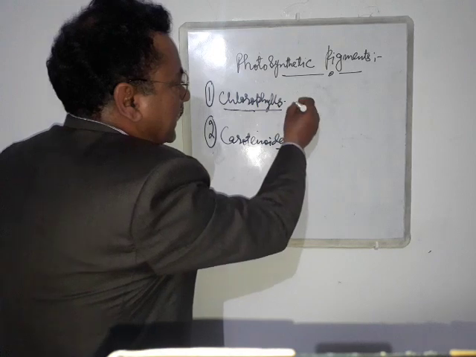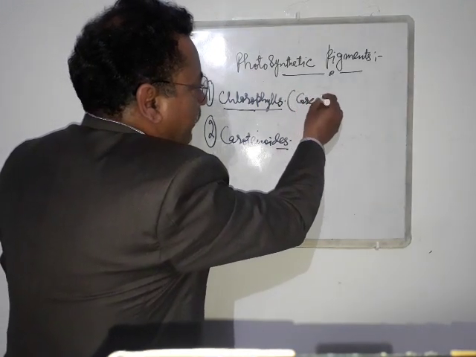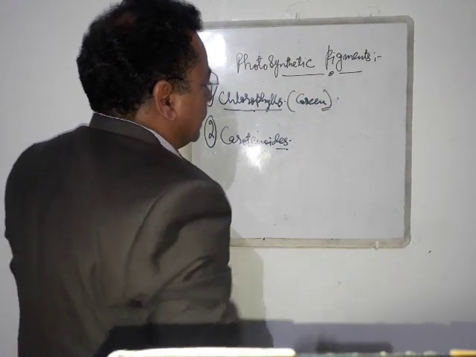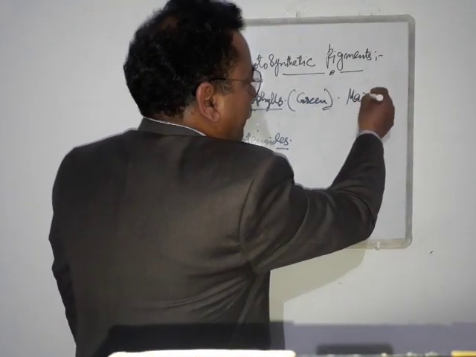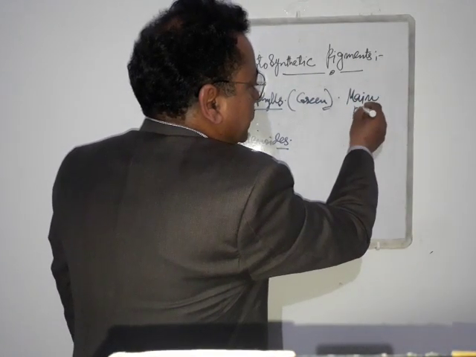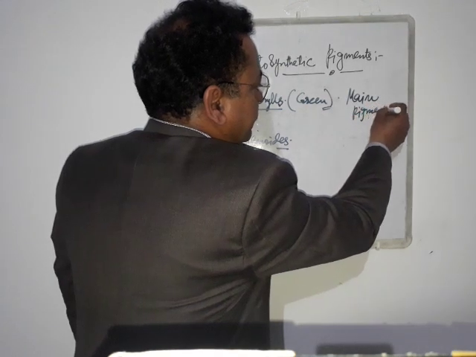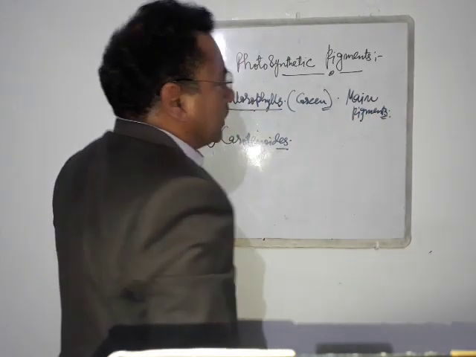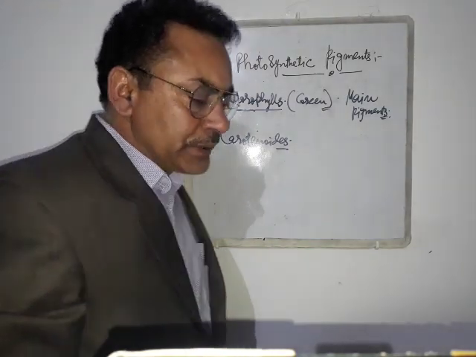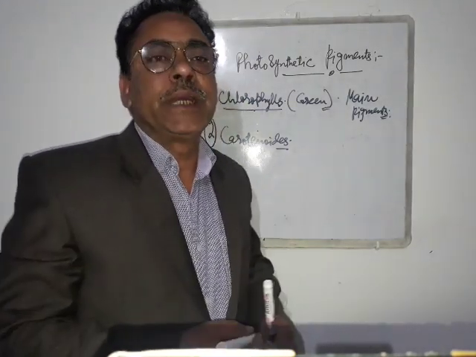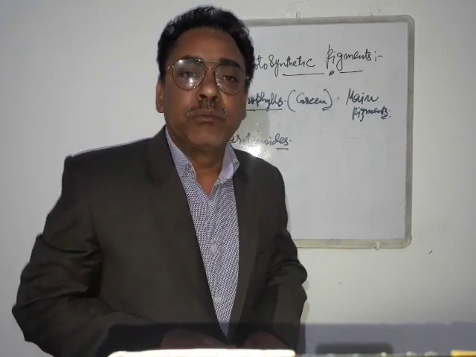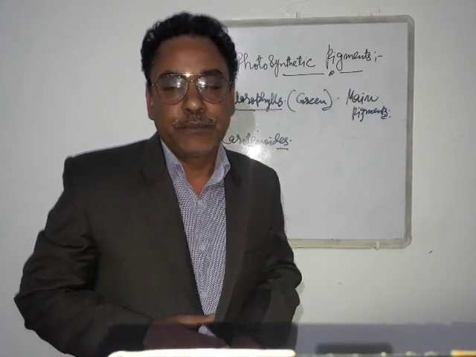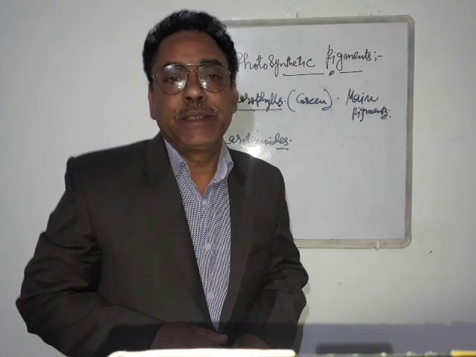Chlorophylls are green in color, and they are the main photosynthetic pigments. Why the chlorophylls are green? This is because they absorb the light from both ends of the visible spectrum, and they reflect most of the green wavelength. This is the reason why they appear green to us.